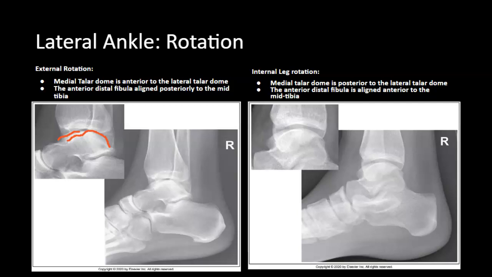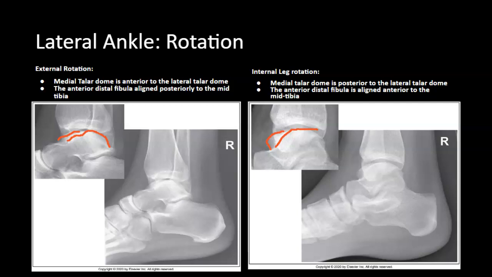And just the opposite, again, you want to look at these talar domes. In this projection, the lateral talar dome is anterior, and the medial talar dome is posterior. And in this projection, the heel is down and the toes are up. So in an internal rotation, that distal fibula will be aligned anteriorly to that mid tibia.